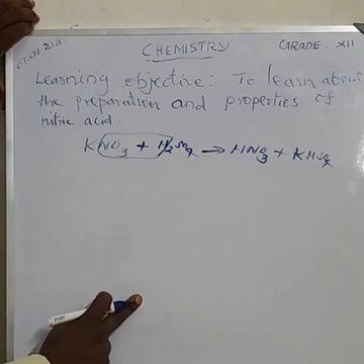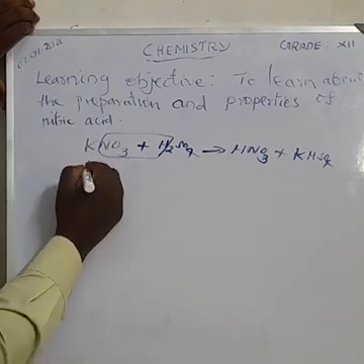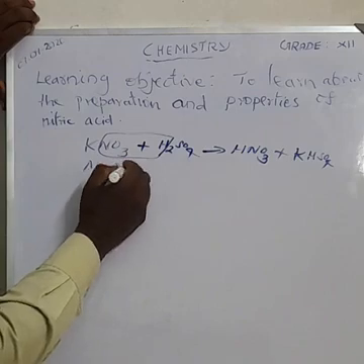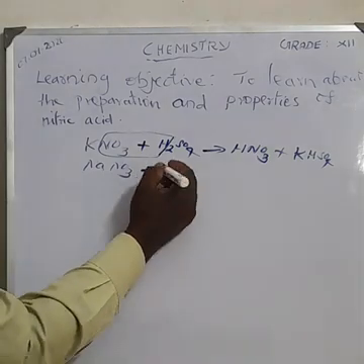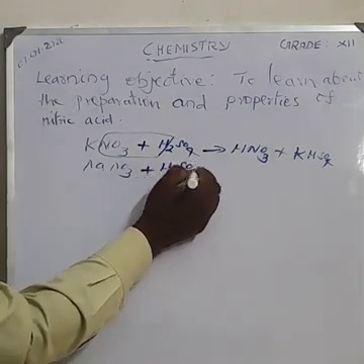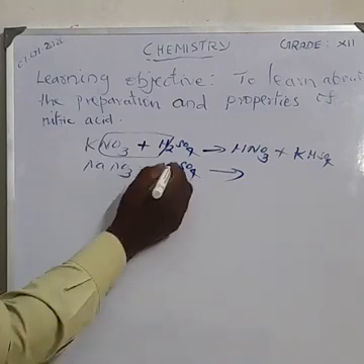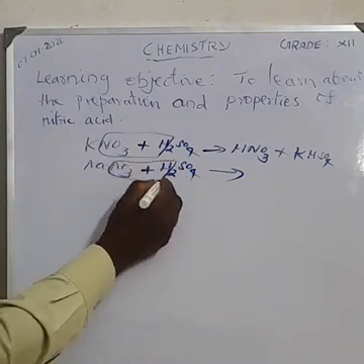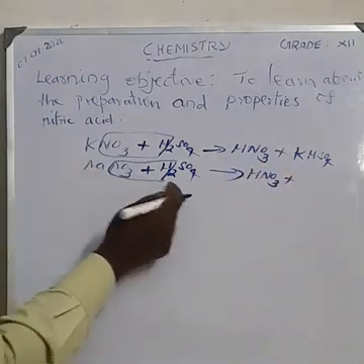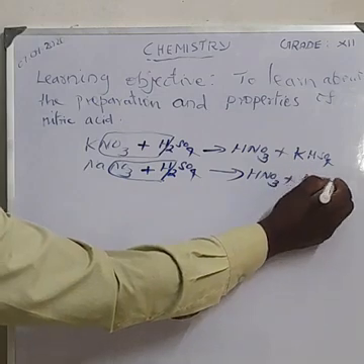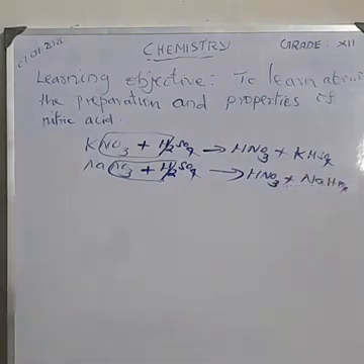The reaction between sodium nitrate, formula NaNO3. Here sodium nitrate reacts with sulfuric acid, H2SO4. What is the product? Hydrogen combines with NO3 to give HNO3, plus sodium combines with the bisulfate to give NaHSO4, sodium bisulfate.